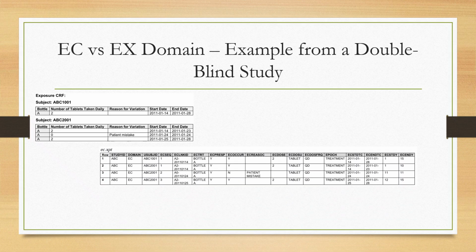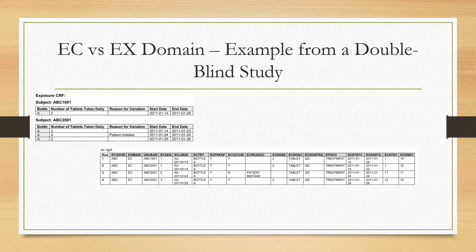The EC domain is the exposure as collected. For the first subject, who took the drug regularly without any gap, missed dose, or wrong dosage, one record is created, where you can see that ECTRT is populated as bottle A.